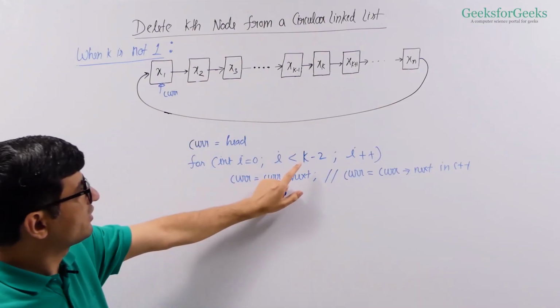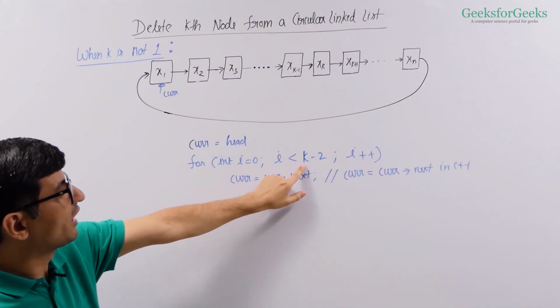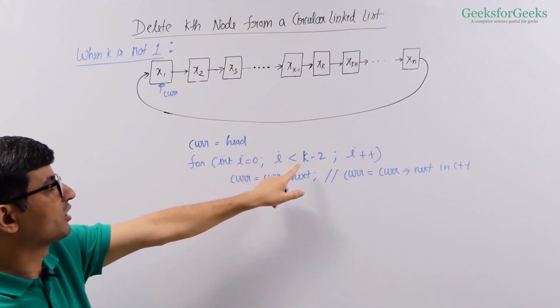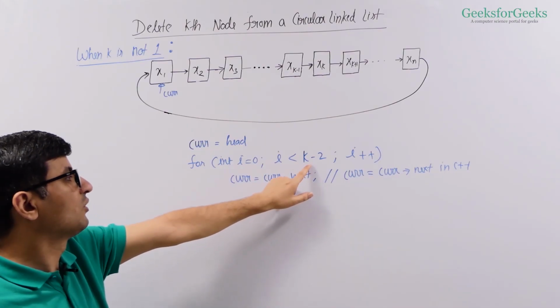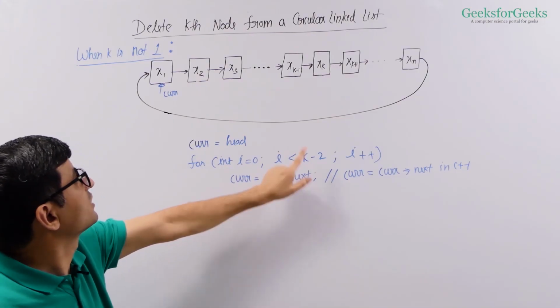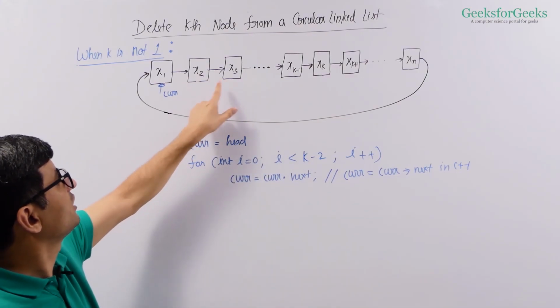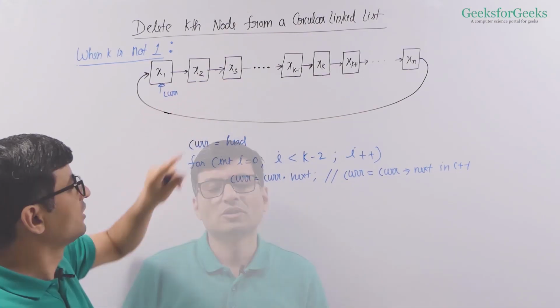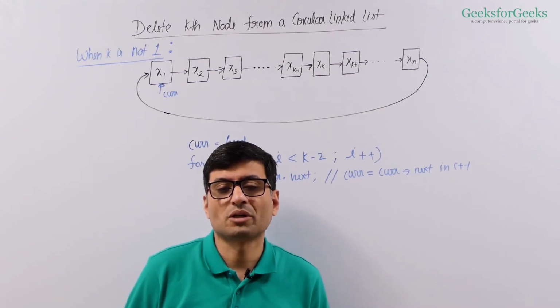So the expression that we are going to write here is k minus 2. If k is 2, you will have 0. I is smaller than 0, so it will not run at all. When k is 3, you will have 3 minus 2, 1. So it will run once, right? You wanted this, right? If k is 3, we want current to come here once. So we have talked about the loop. We have talked about the idea.